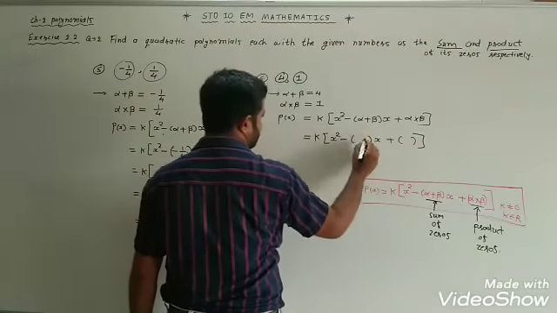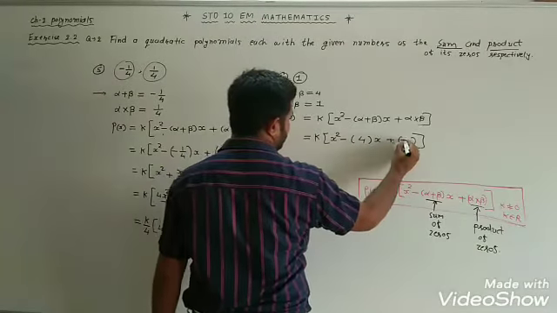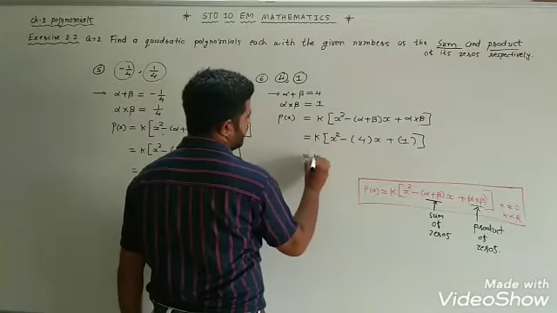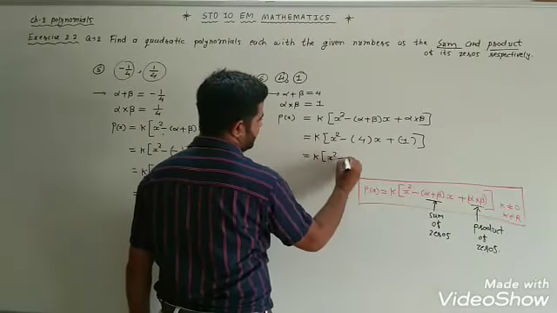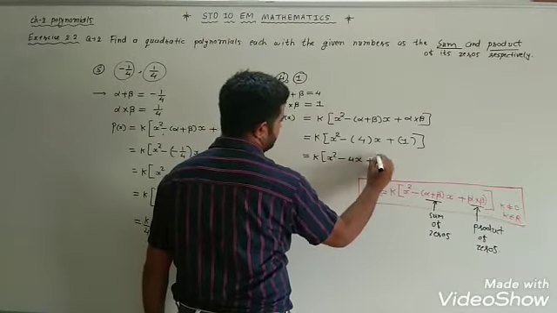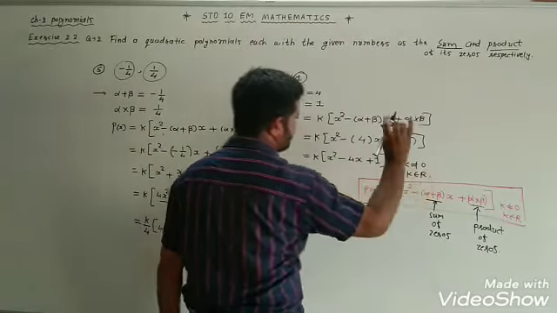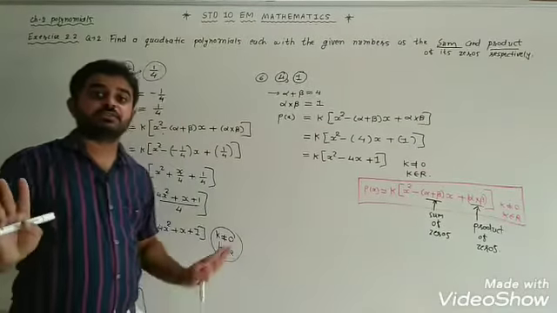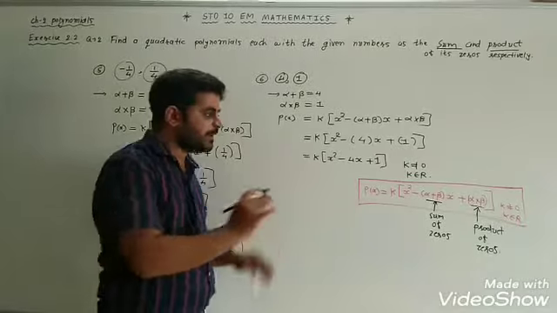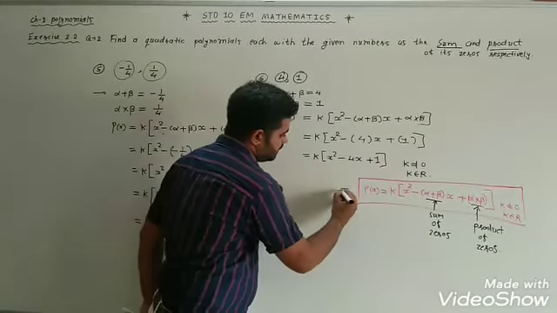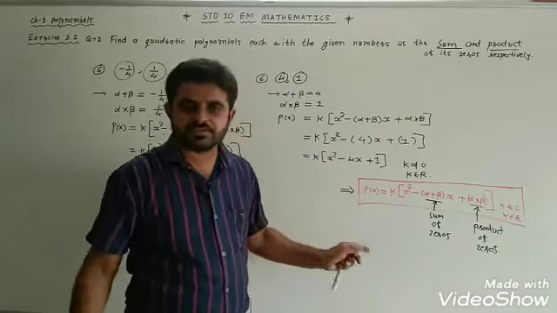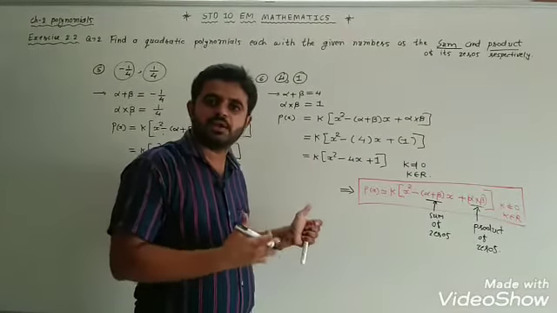Alpha plus beta is 4 and alpha into beta is 1. So we have k into bracket x square minus 4x plus 1. Here we have to write k is not equal to 0, k belongs to R. Okay, this whole picture depends on this formula. If you remember this, then you are able to calculate this whole sum.